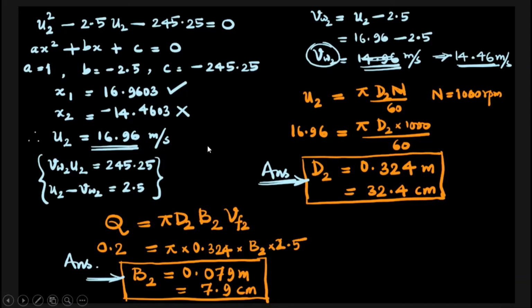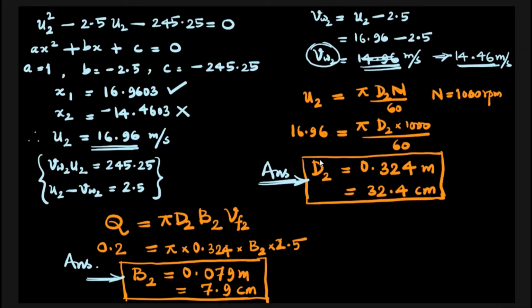How do you find the next unknown, VW2? VW2 is equal to U2 minus 2.5, that is our equation number 1. Substitute the value of U2 in that and you will get VW2, which is 14.46 meter per second. But rather we require the value of U2, because from U2 you can get the diameter of the impeller at outlet. Since the rated RPM or operational speed of the pump is given as 1000 RPM, you are in a position to find the external diameter of the impeller. U2 is equal to pi D2 N by 60.